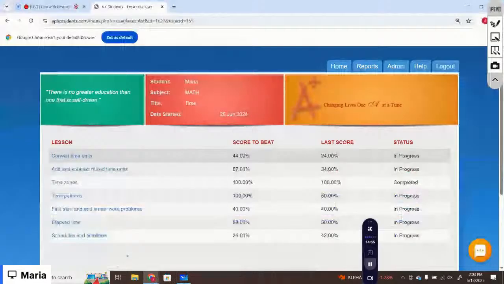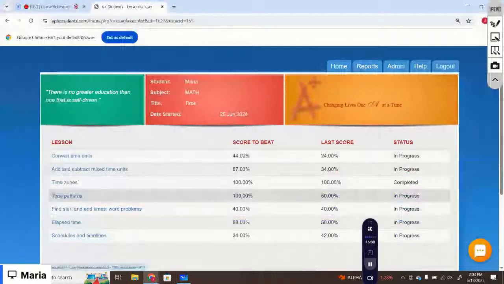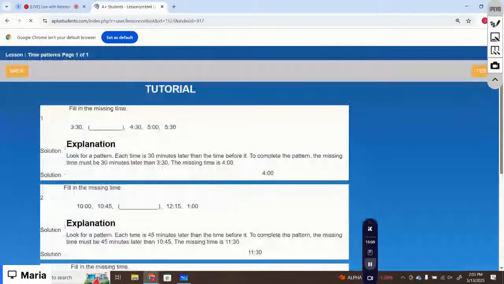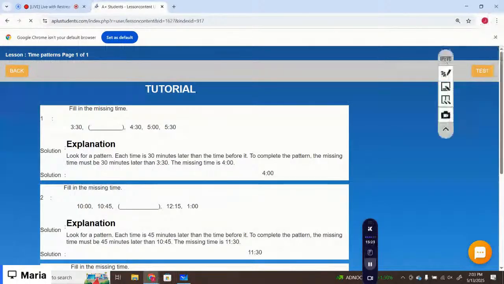Here I'm on grade 5 math. The chapter we are on right now is time. Let's start with the lesson that is time patterns. Missing time: 3:30, the missing time, 4:30, 5:30. The first thing you need to learn is how the time is increasing. You need to find out the pattern.